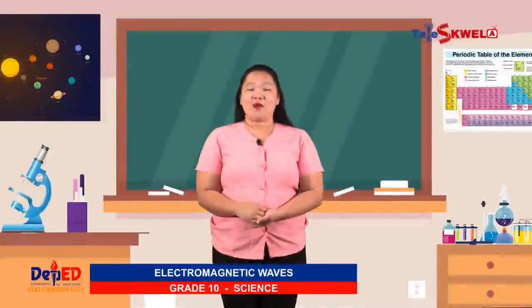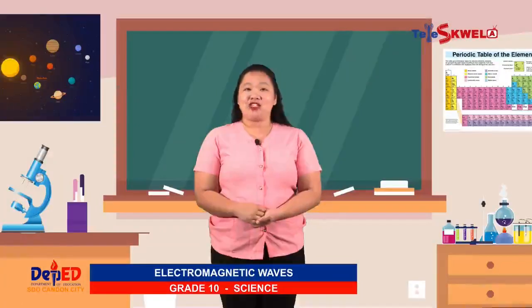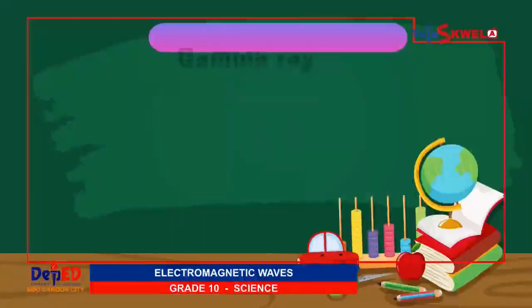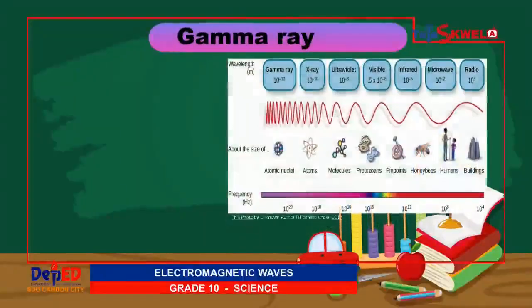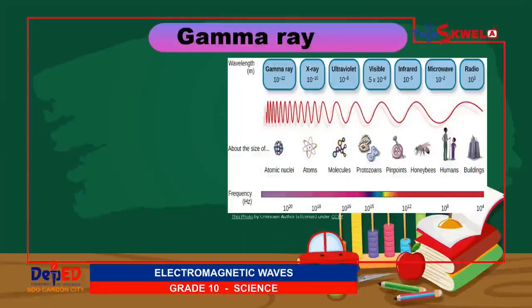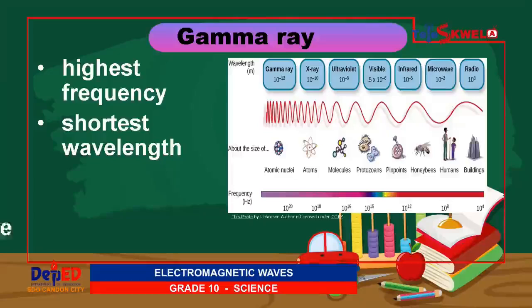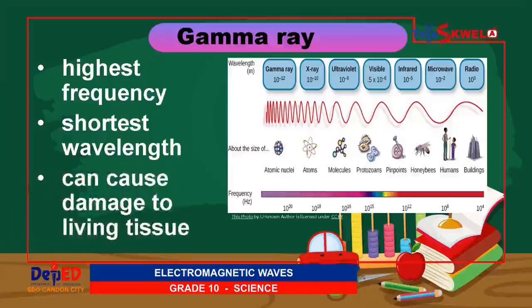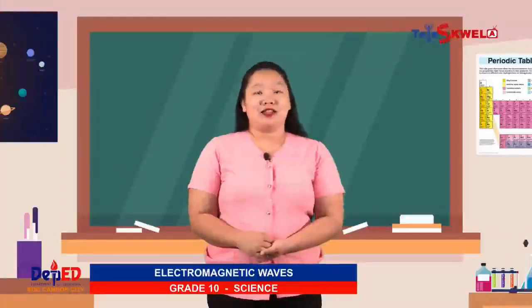Lastly, gamma ray. It is in the range of the spectrum above the X-ray. Gamma ray has the highest frequency and the shortest wavelength. Due to its high frequency, it can cause damage to living tissue, which makes it useful for killing cancer cells, but in carefully measured doses.